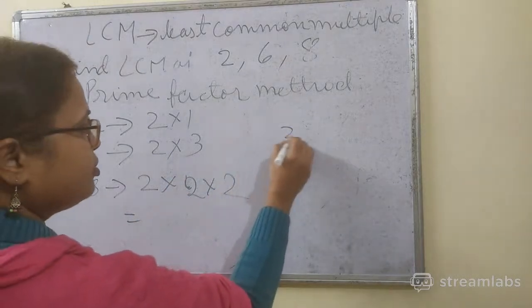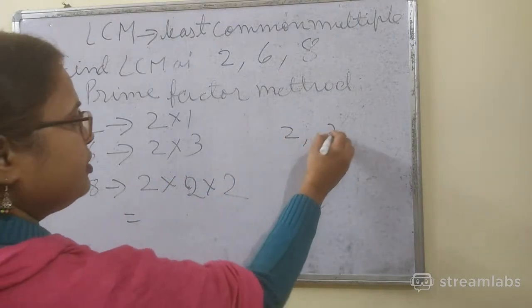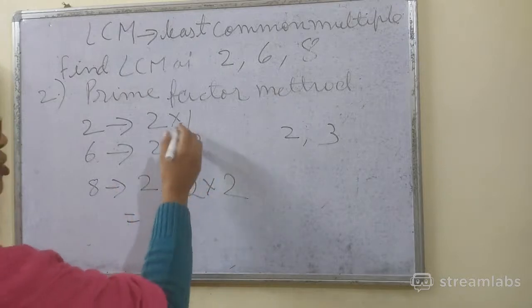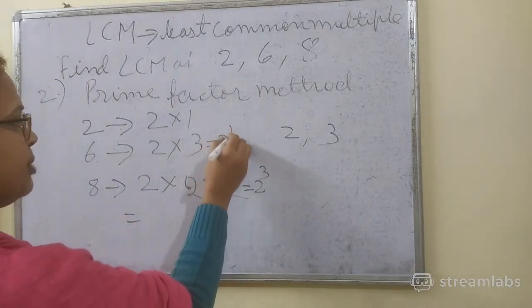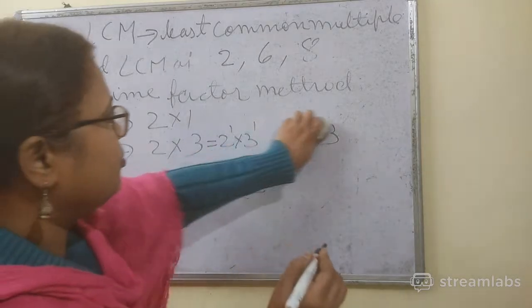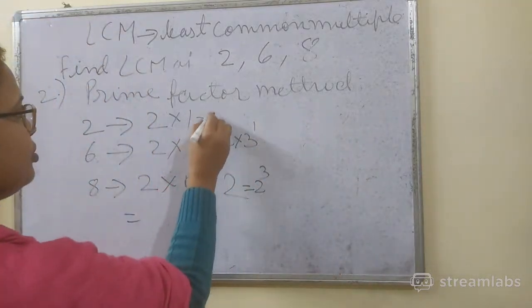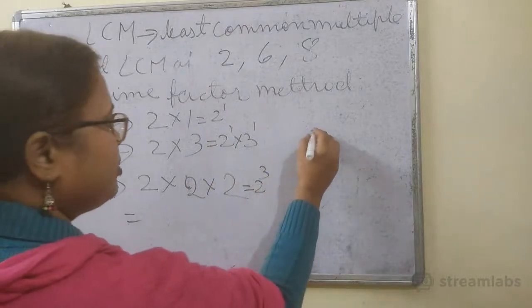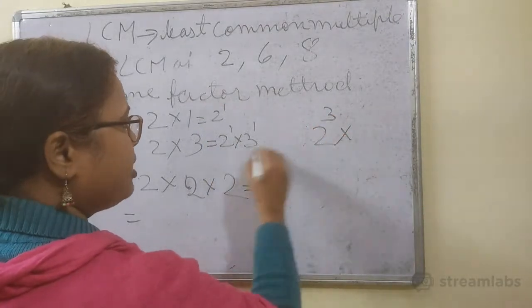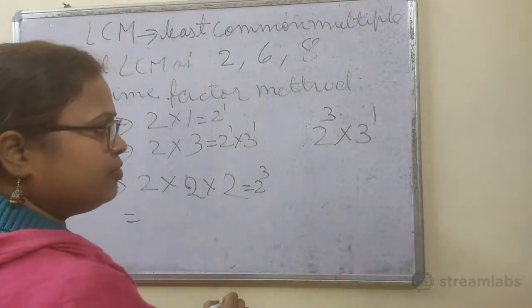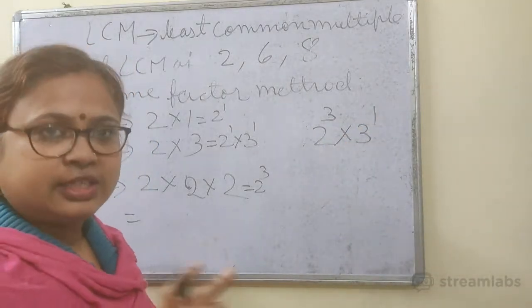Clear? 2 numbers are here, 2 and 3. So here we will write the highest power of 2. The highest power of 2 here is 2 to the power 3. Here 2 to the power 1 and 3 to the power 1, and here 2 to the power 1. So the highest power of 2 is 3 and the highest power of 3 is 1. So always you will take the highest power.